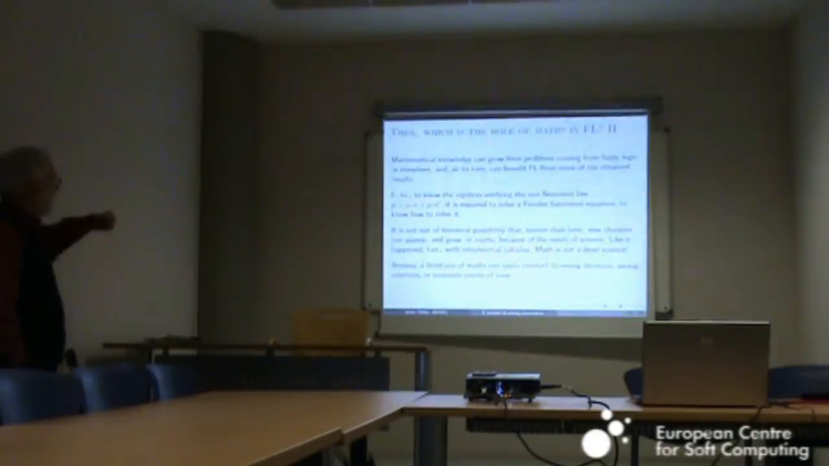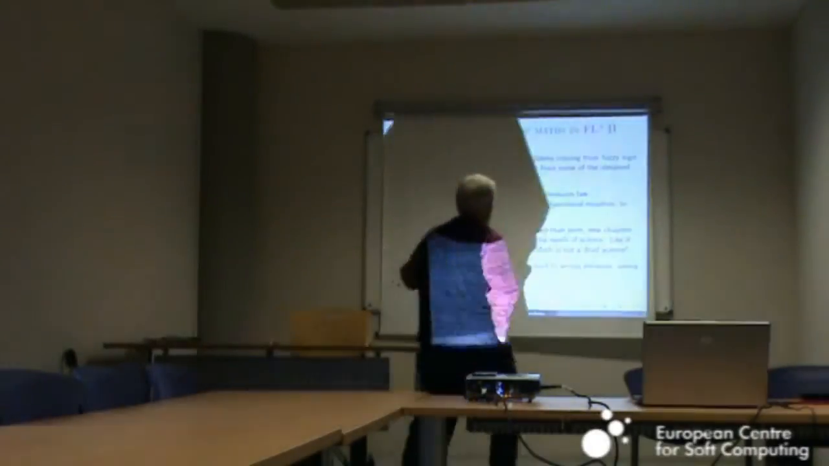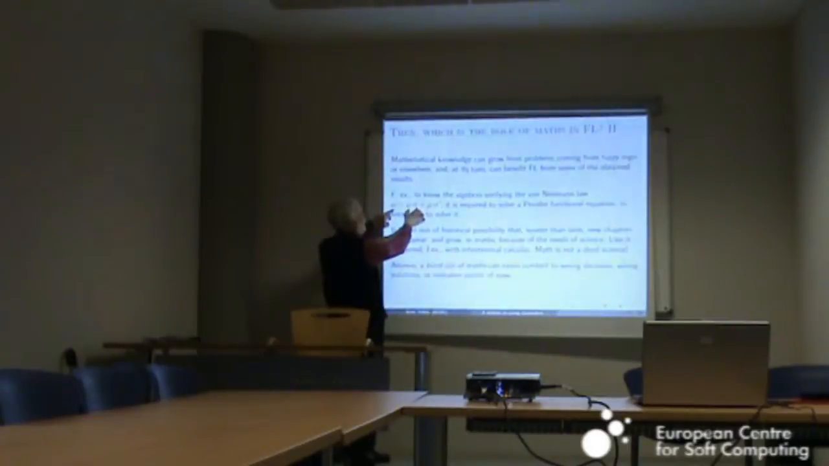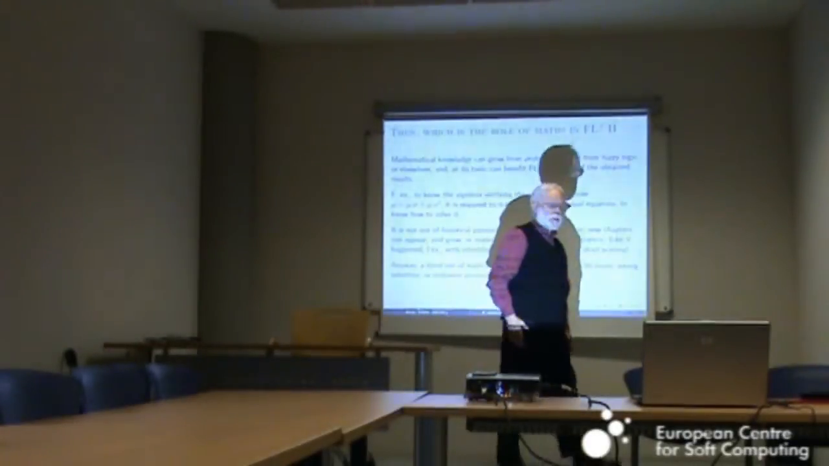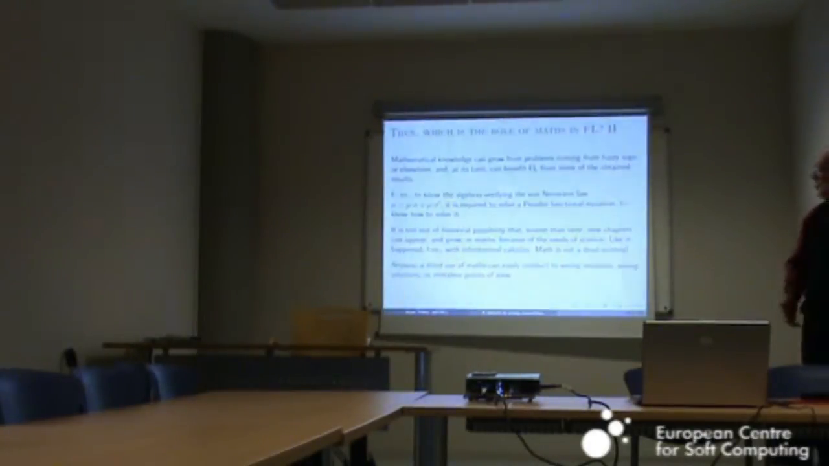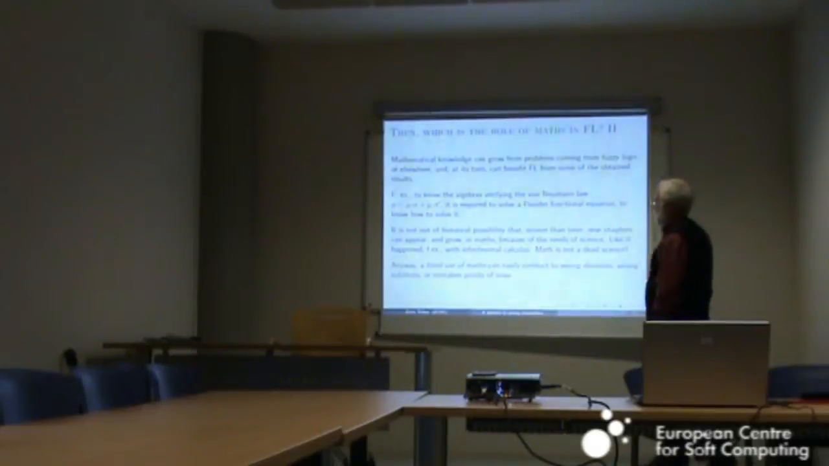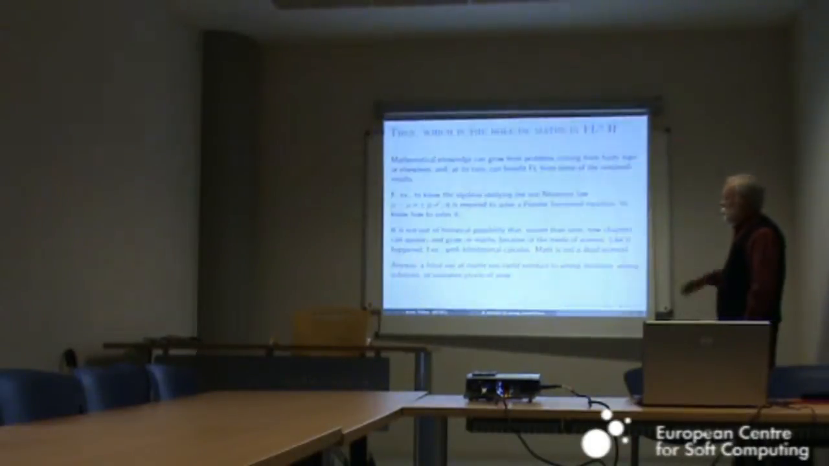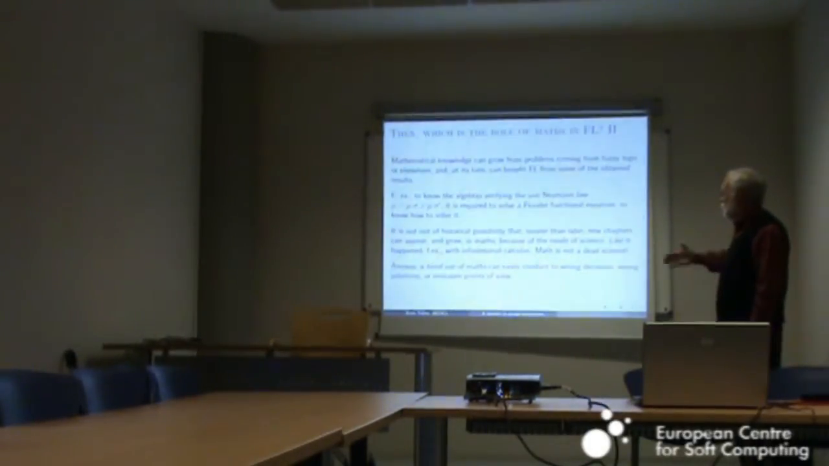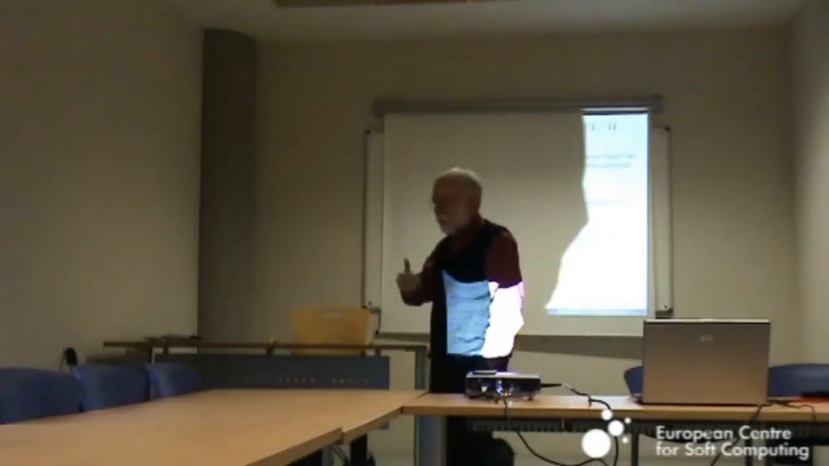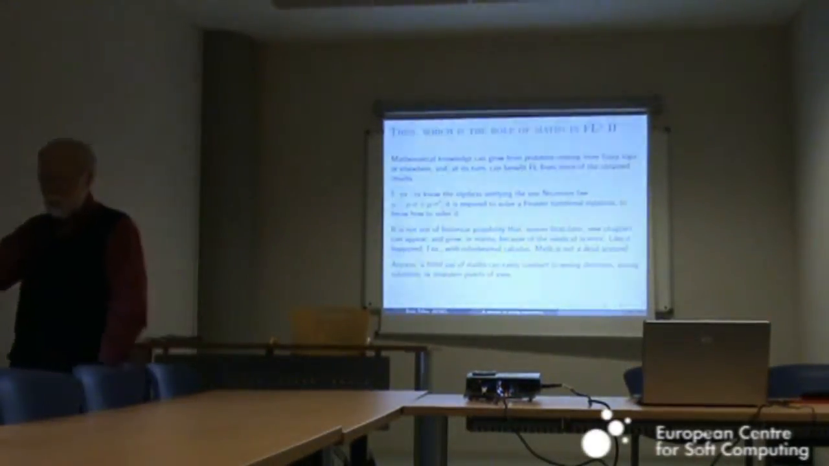For example, to know the algebras verifying the von Neumann law. The perfect repartition law is exactly this intersection and this intersection. I needed to solve a complicated Baxter equation that had never before been solved. And at the end, we obtained all the algebras in which the von Neumann law holds. And, like in other cases, it's not out of historical possibility that sooner or later, new chapters can appear and grow in math because of this niche of science. This is perfect. Mathematics can grow by taking ideas from fuzzy logic.